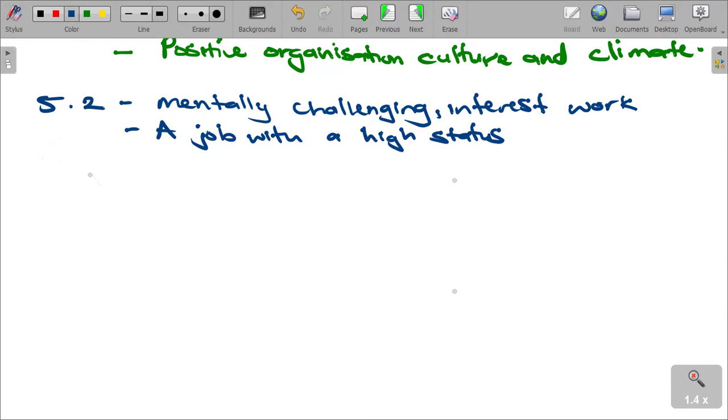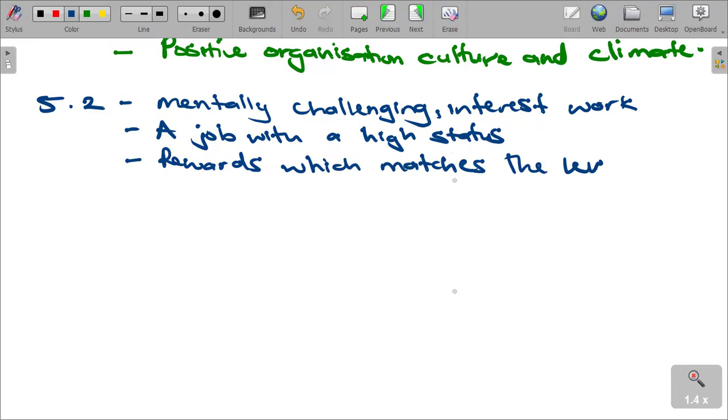Right. Someone might be satisfied with a job with high status, or one might be satisfied with rewards which match the level of his efforts.